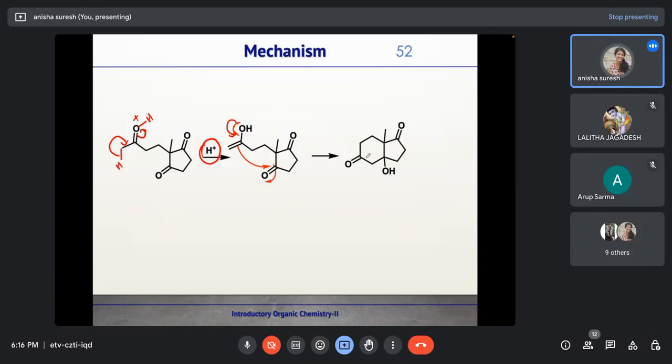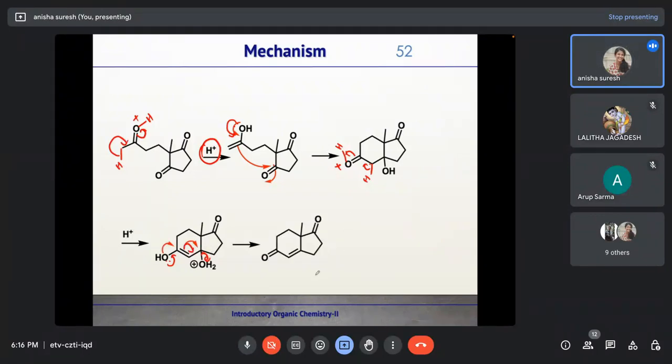product. Now what will happen again, like protonation can be taken place, then this will give rise to another enol, and this OH will again protonate to give OH2 plus, and this will undergo E1CB removing water to give rise to this product. Clear?